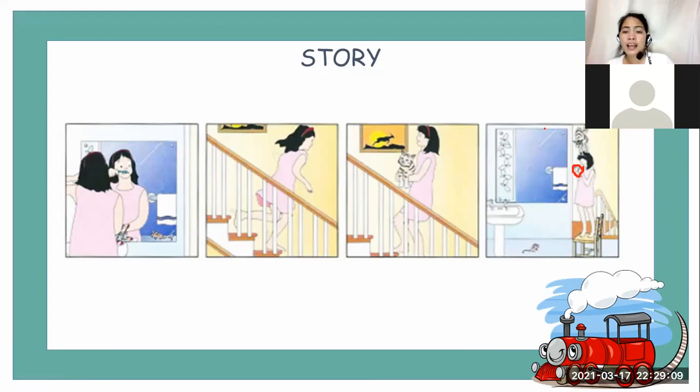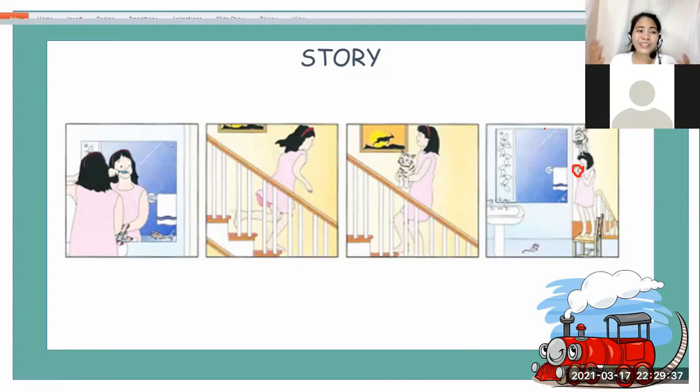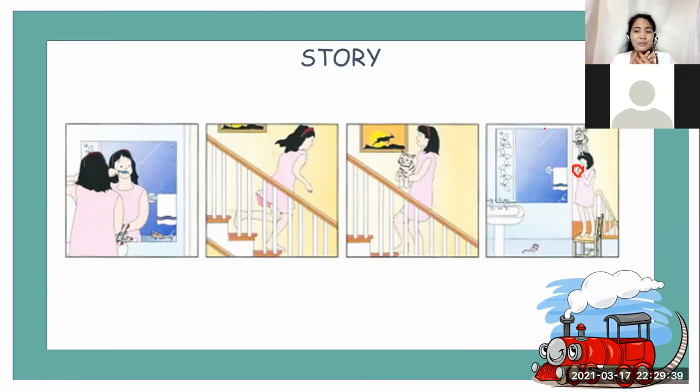So after that, oh, look, she is already in the brushing area. What happened to the cat? First, she holds the cat. And then when the cat saw the mice, the cat was already on the head of the girl. Oh, what happened to the girl? The girl was also afraid.